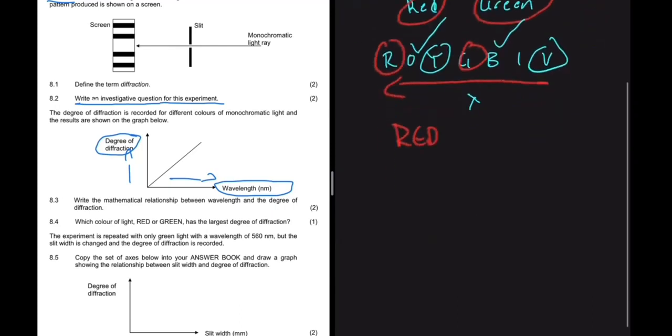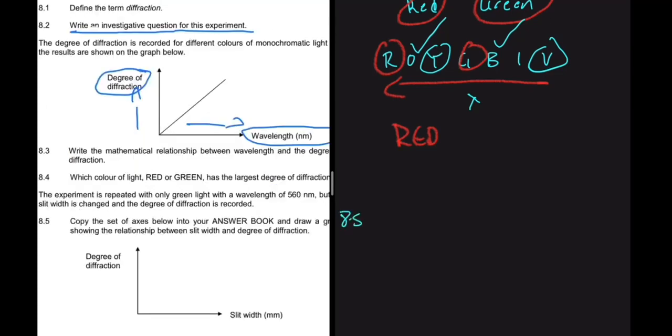And then for 8.5, they're saying that the experiment is repeated with only green light with a wavelength of 560 nanometers, but the slit width is changed and the degree of diffraction is recorded. Copy the set of x's below in your answer book and draw a graph showing the relationship between slit width and degree of diffraction. So now we need a relationship between degree of diffraction and slit width, right?